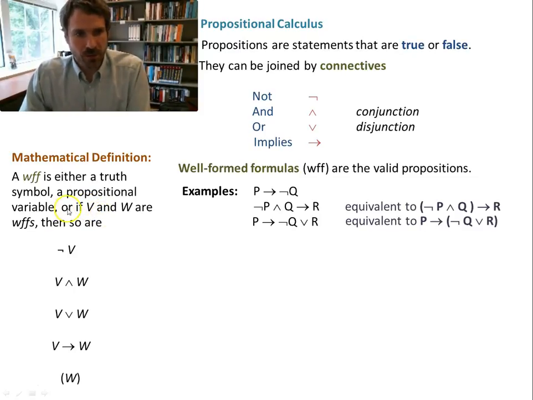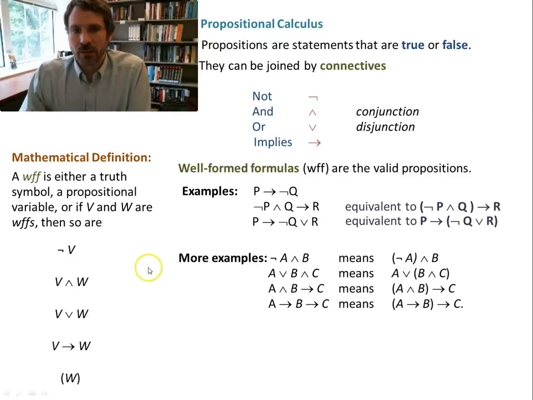You feel comfortable with this sort of framing of the definition. But basically, as long as you understand that if you have V and W, which are well-formed formulas, and you combine them in a sensible way, the way you would expect, then you get a well-formed formula out of it. Here's some more examples just to indicate more clearly the order of precedence up here.